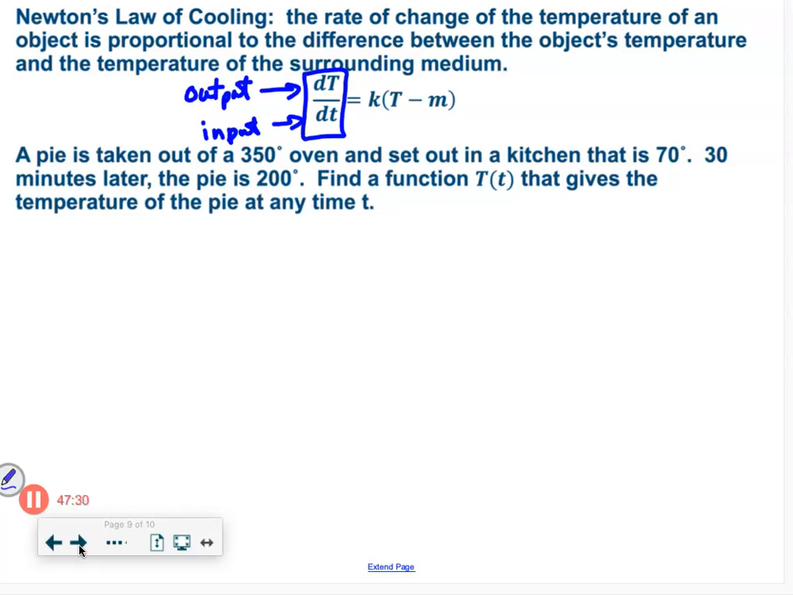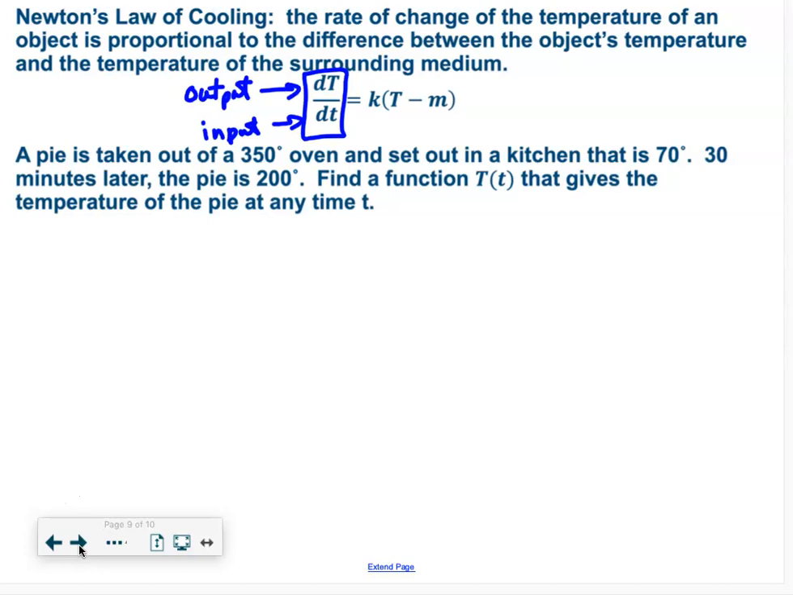Okay. What was that again? M is the temperature of the surrounding medium. So you'll see it in a second in context. So we have our pie problem. You take a pie out of the oven, right? The oven's 350 degrees, so the pie is 350 degrees. So you take this 350 degree pie out of the oven and you set it on the kitchen counter. The kitchen is 70 degrees.